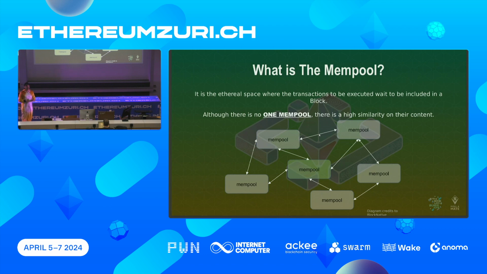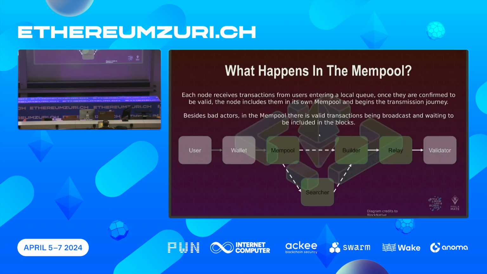The content shared between all the mempools that exist is about 20%. At the highest rate it is 80%, but there is always at least 20%, as a standard rate, that is unique for each node. So what happens in the mempool? The user uses a wallet and then interacts with the mempool, if we forget all these inner transactions. Each node will receive the transaction from the user into a local queue. This will be validated by the node. It says, okay, this account has balance, the nonce is valid, the signature is correct. I will include it into my mempool and I will spread it, broadcasting.